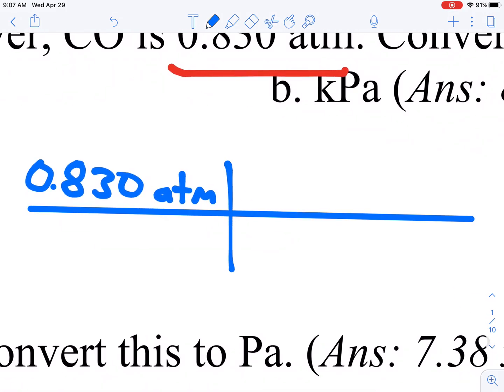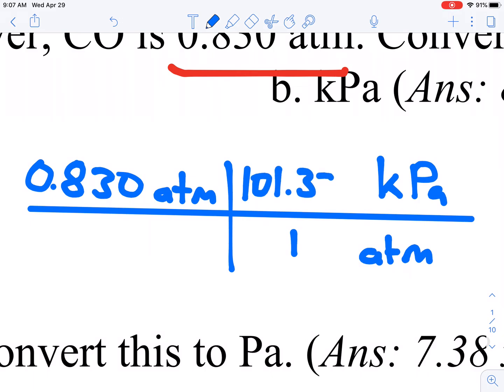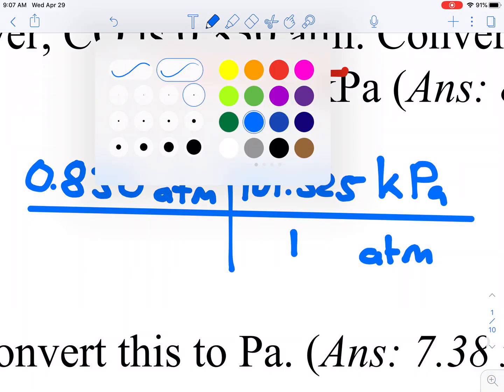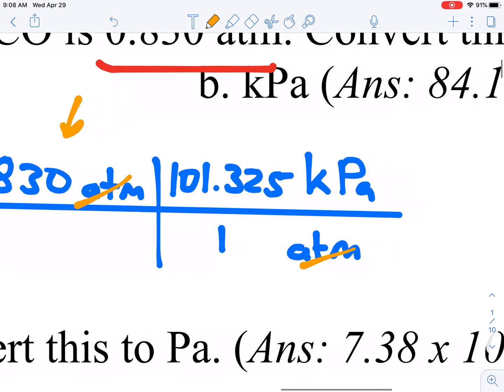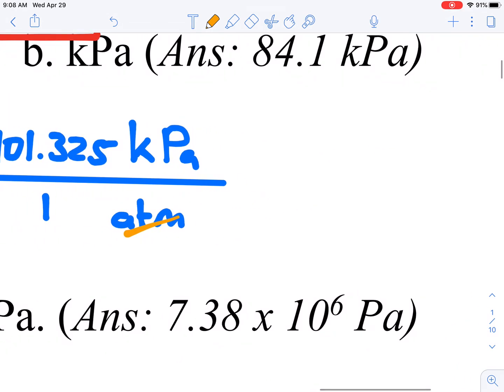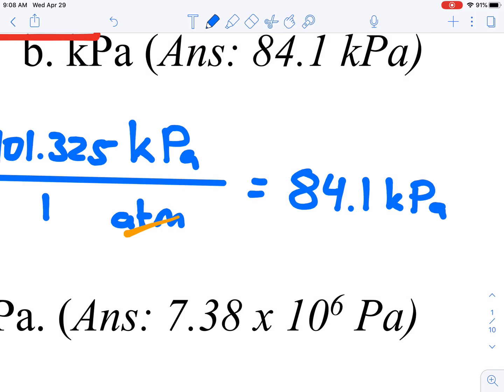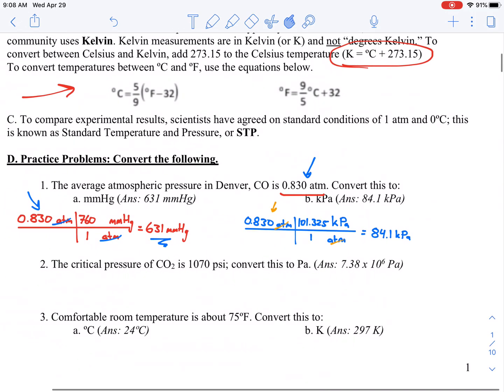Again, there's a relationship that you can find in your table between ATM, that goes on the bottom to cancel out, and kPa. And it turns out that 1 ATM is equal to 101.325 kPa. So your ATMs will cancel. You started with 3 sig figs, you'll end with 3 sig figs. When you do that math, you are going to get 84.1 kPa.